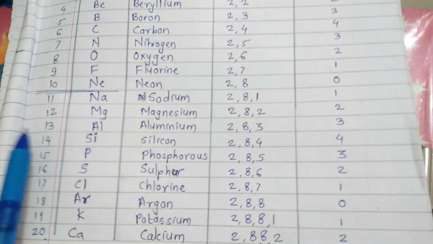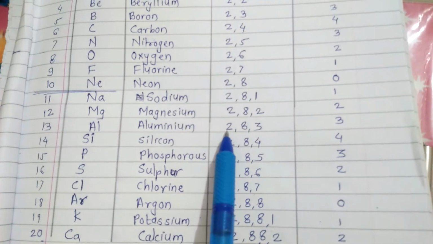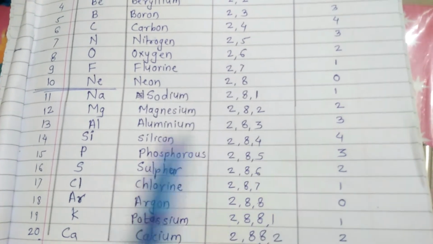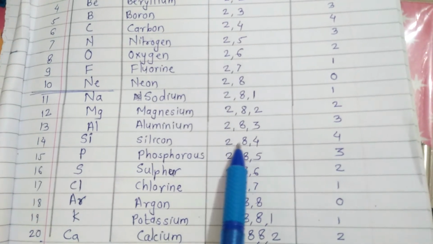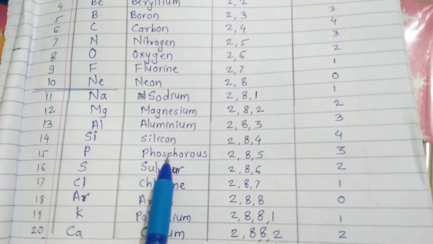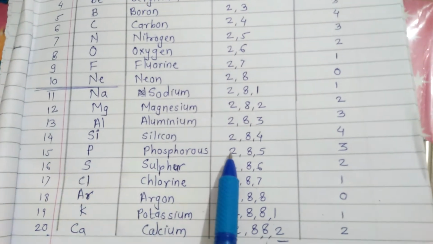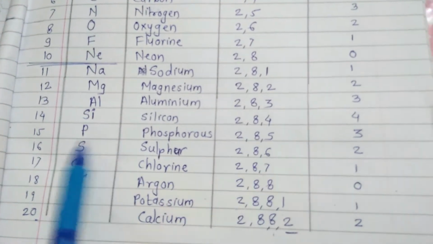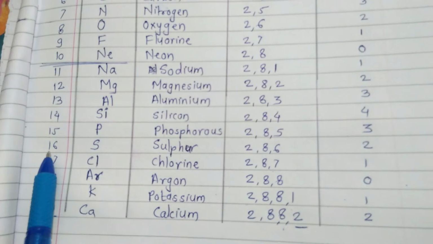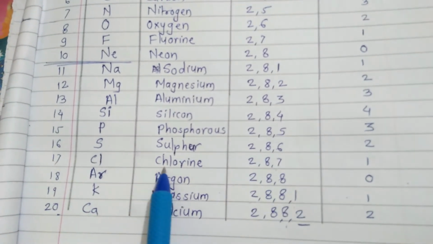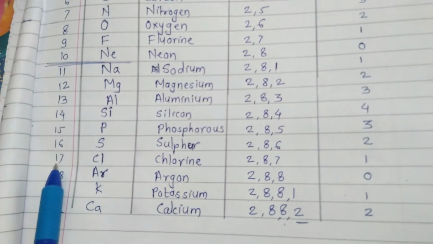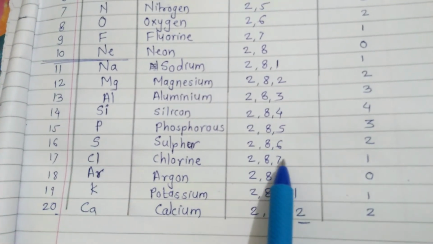Similarly, aluminium, atomic number 13, configuration is 2, 8, 3. Silicon, atomic number 14, configuration is 2, 8, 4. Phosphorus, atomic number 15, configuration is 2, 8, 5. Then we have sulfur, atomic number 16, configuration is 2, 8, 6. Now we have chlorine, atomic number 17, configuration is 2, 8, 7.